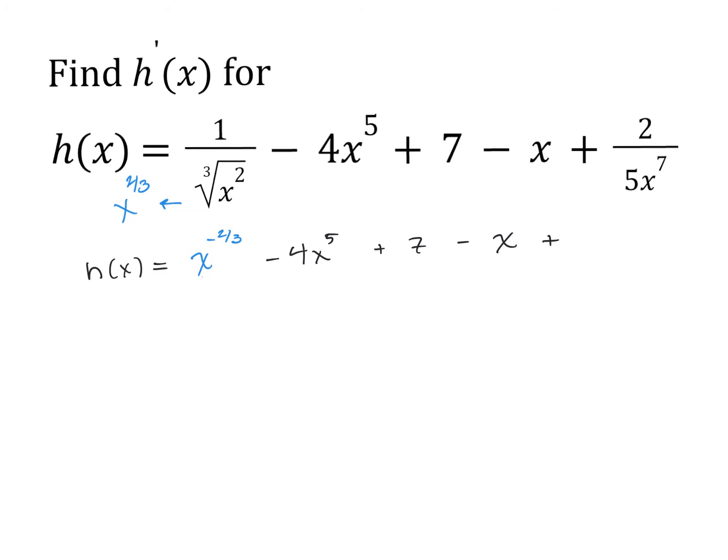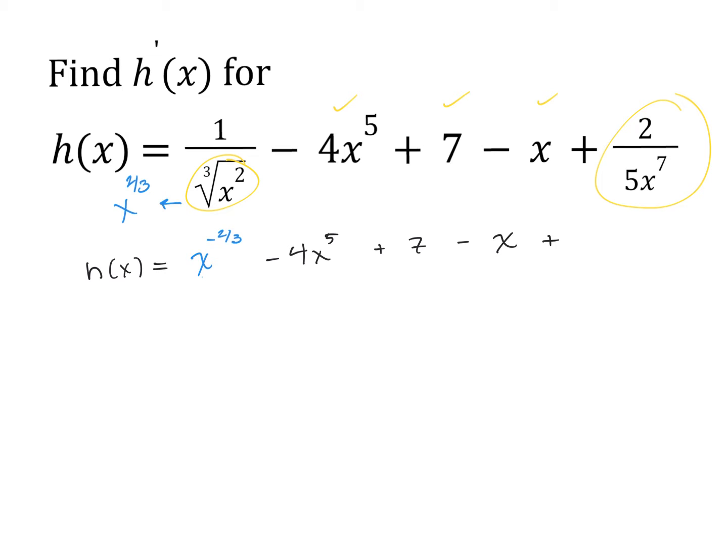So we're supposed to find h prime of x, or the first derivative of h of x, for this function. The first thing we're going to do is rewrite this x as x to the 2/3. This is good, this is good, this is good, but we also want to rewrite this in the form of the power rule so we can take the derivative of that as well.